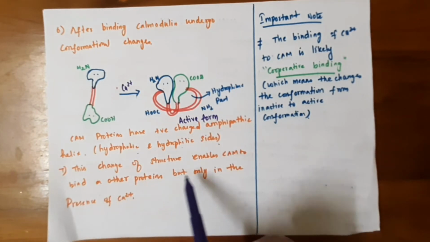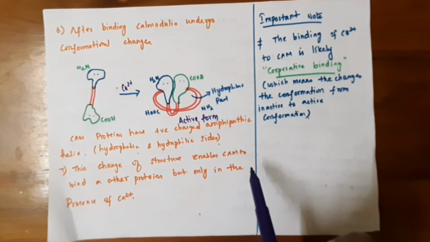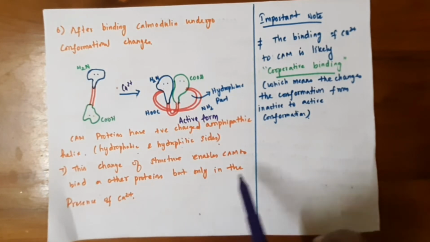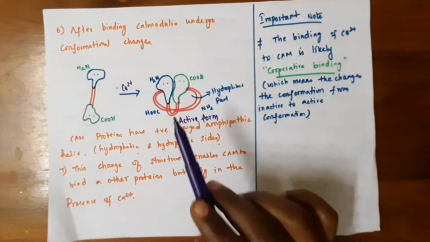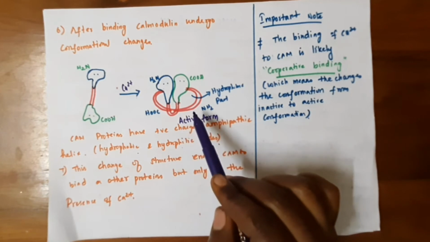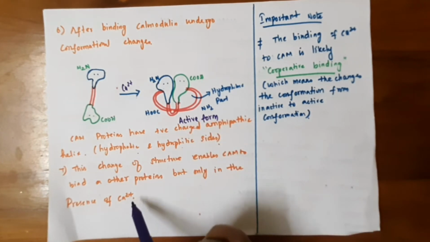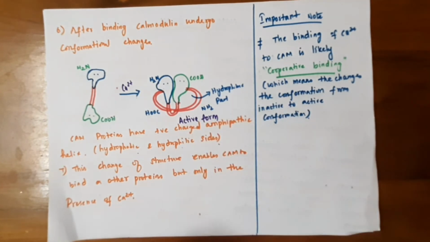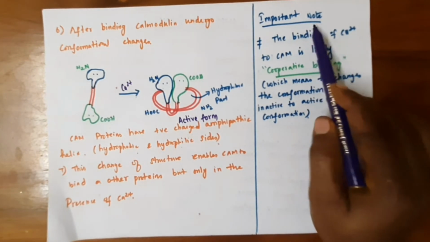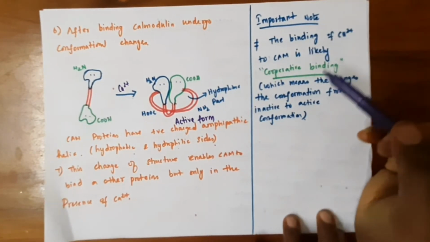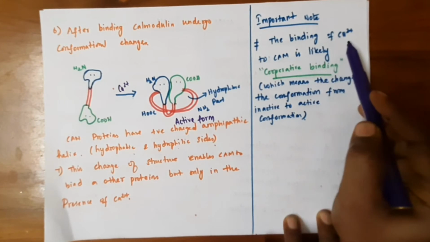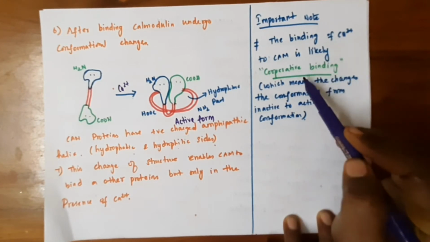The change of structure enables the calcium modulator protein to bind other proteins, but only in the presence of calcium 2 plus. So this calmodulin protein is active only in the presence of calcium 2 plus and not other metal ions. It's one of the important points about this protein that the binding of calcium 2 plus to CaM is cooperative binding.